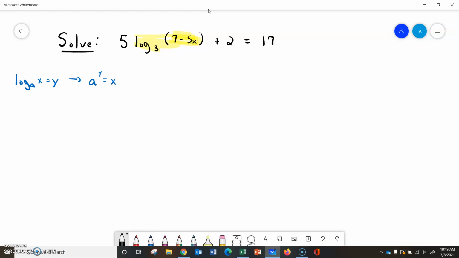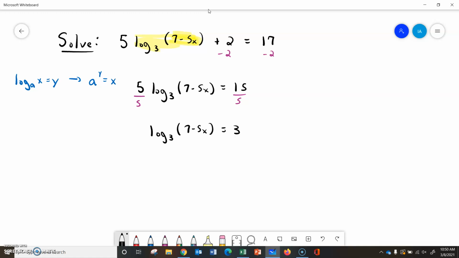So the first thing I'm going to do is take this 2 over here, and subtract it from both sides. So when I do that, I will have 5 log base 3 of 7 minus 5x equals 15. Still don't have that logarithm by itself, so I'll divide both sides by 5. And that'll give me a logarithm by itself. Log base 3 of 7 minus 5x equals 3.